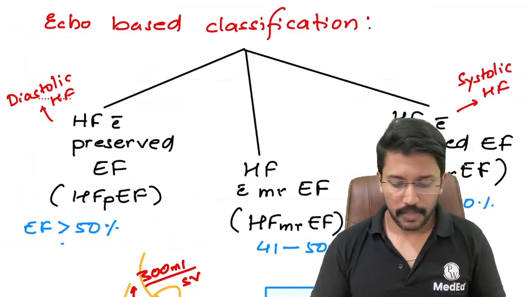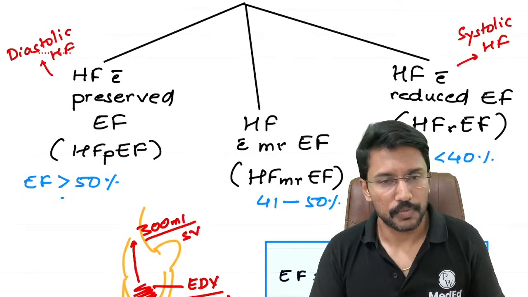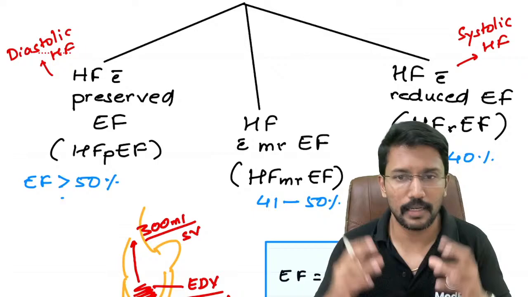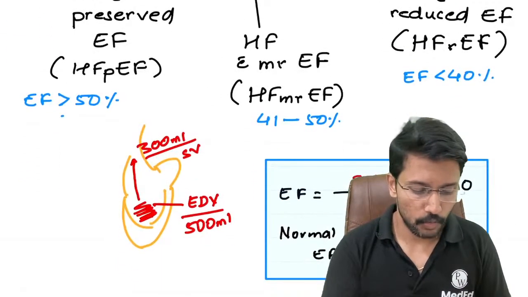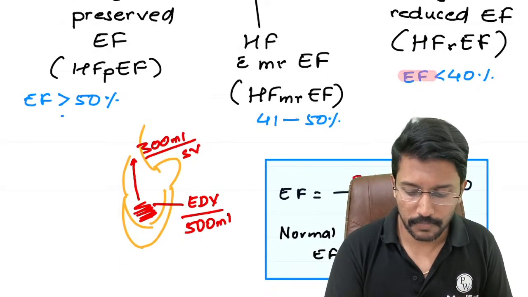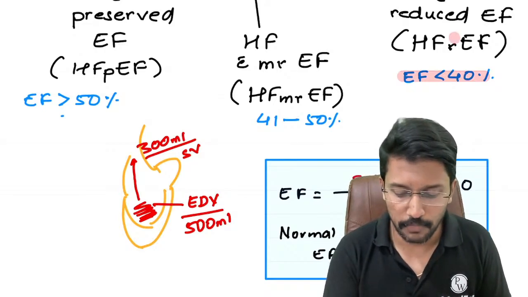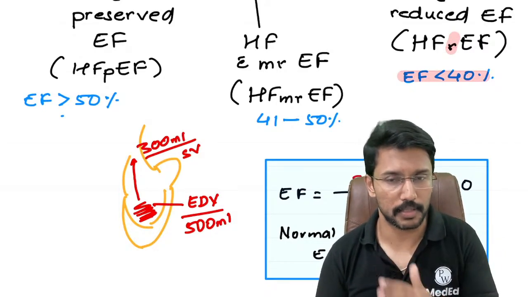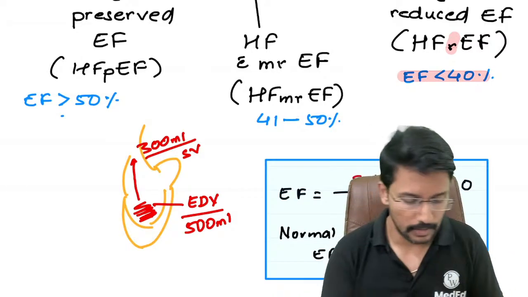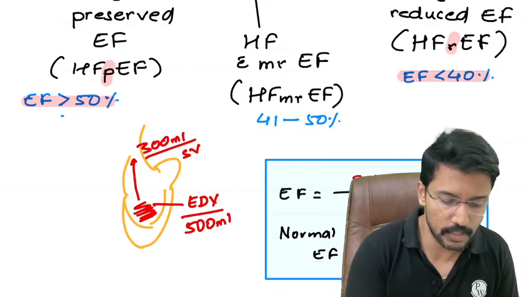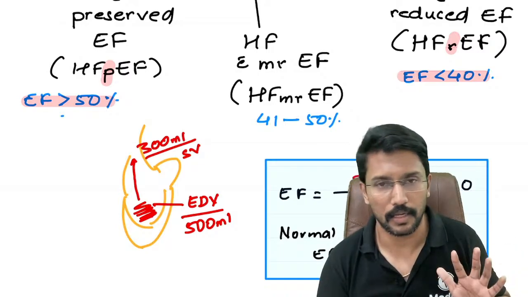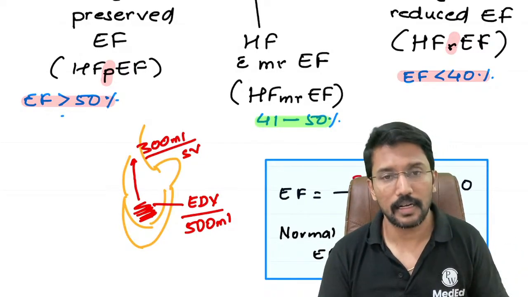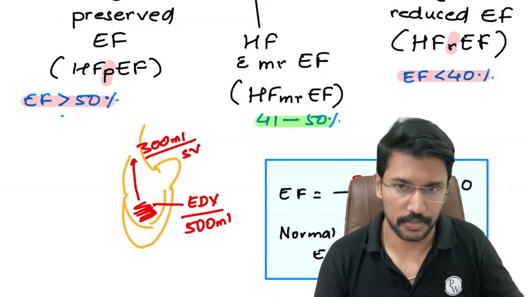Okay, so based on the ejection fraction, heart failure is categorized into three groups: heart failure with preserved ejection fraction, heart failure with reduced ejection fraction, and heart failure with mid-range ejection fraction. When you have a patient with heart failure and the ejection fraction is less than 40%, we call it heart failure with reduced ejection fraction. Normally it is 60 to 70%. So if it is 50 plus, close to normal, we call it heart failure with preserved ejection fraction, where the ejection fraction is not affected. And if it is between 41 to 50%, we call it heart failure with mid-range ejection fraction.